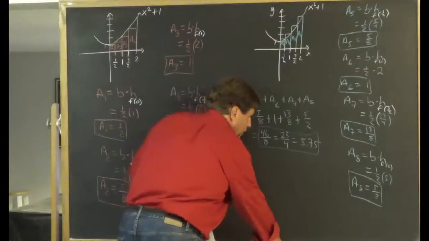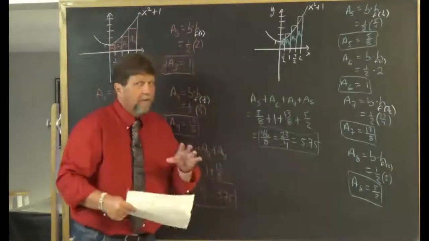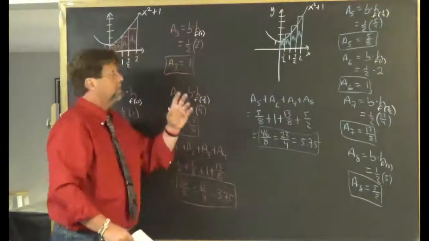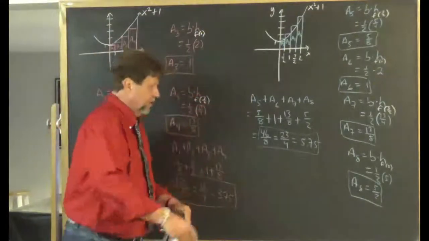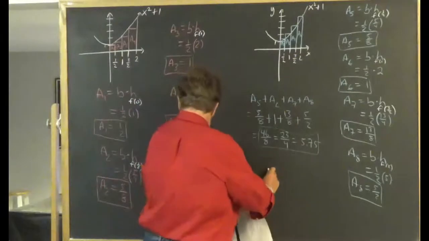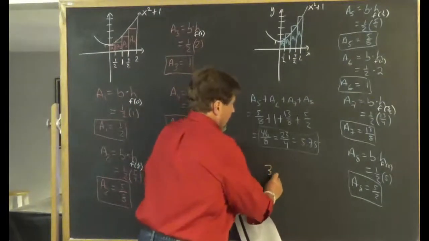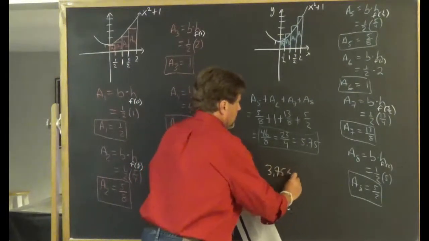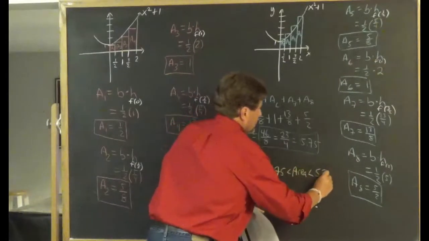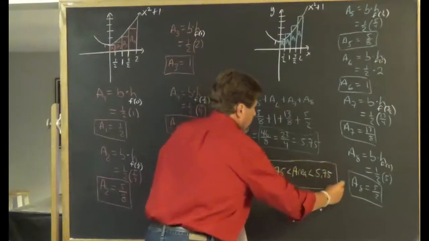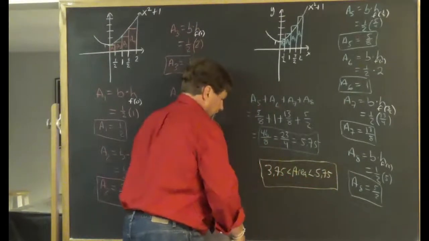And we know that's an over approximation, but here's what we know for sure right now. This was an under approximation, this was an over approximation. So we know right now the area is somewhere between 3.75 and 5.75.